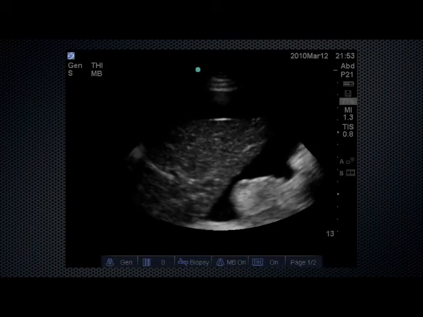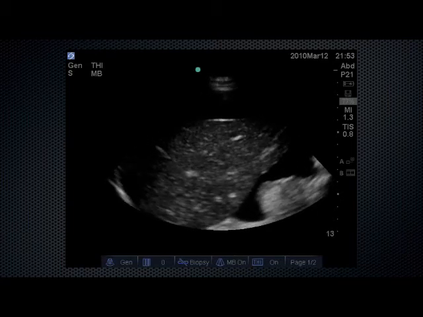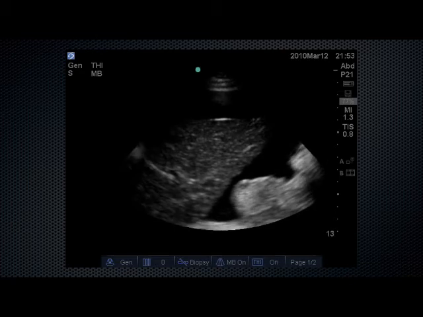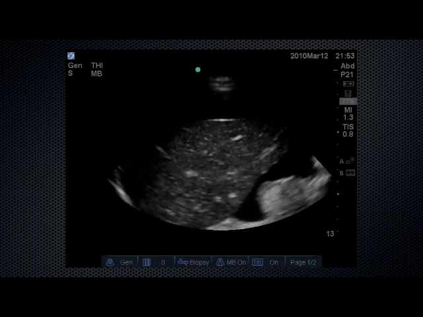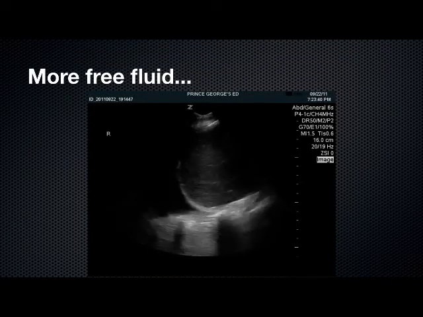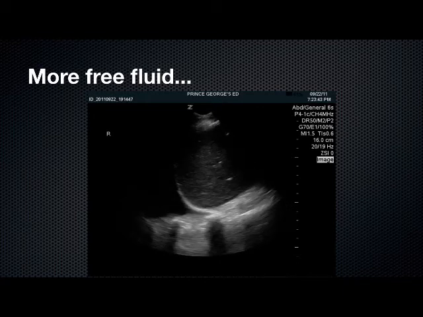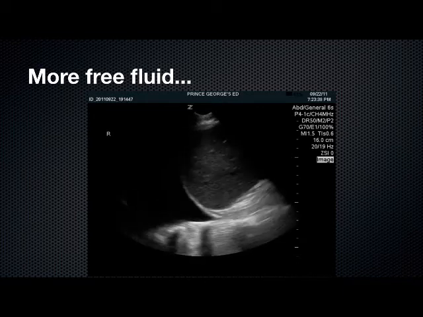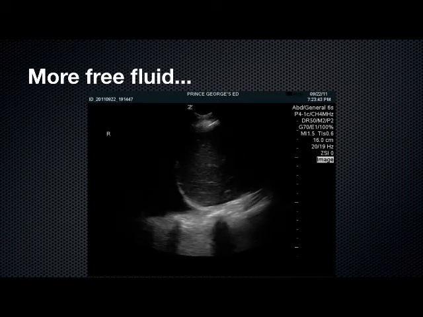And then we've got this picture where we've actually got quite a bit of fluid. Remember, fluid is anechoic, so it's that stuff on the right-hand side of the screen. Fluid tends to follow the curves of the bowel and the curves around the solid organs. Here's an example of some fluid in the lung. So this bright white line here is the diaphragm, and then that black sort of triangular looking thing is some fluid in the lung.